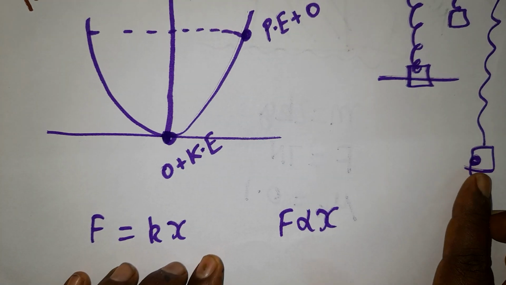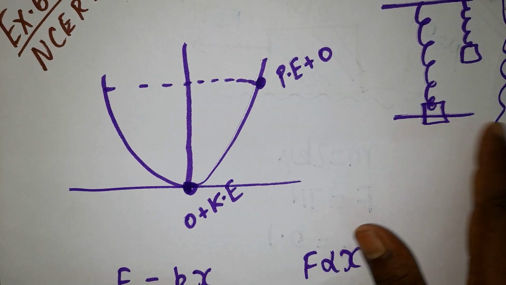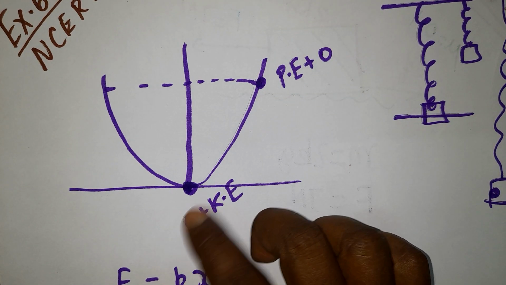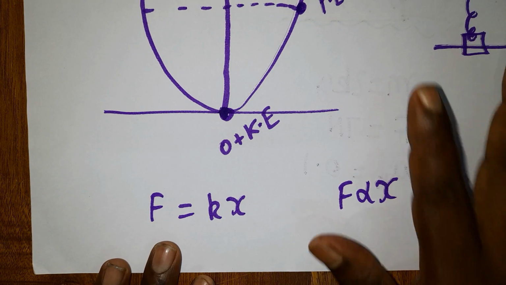The spring is elongated at maximum. The potential energy is maximum, kinetic energy is 0. When the spring is at the mean position, kinetic energy is maximum, potential energy is 0. The total energy is conserved. In the question they have given the total energy as 1 joule.